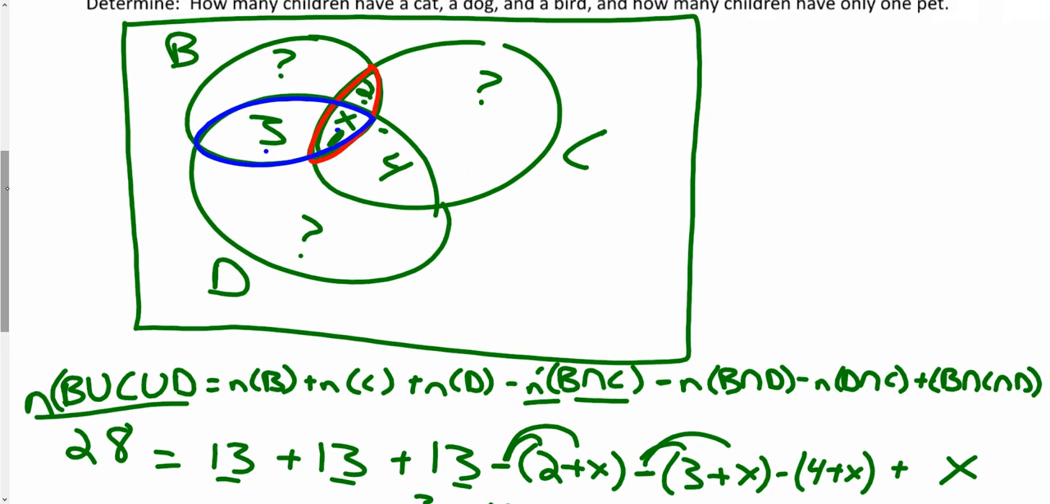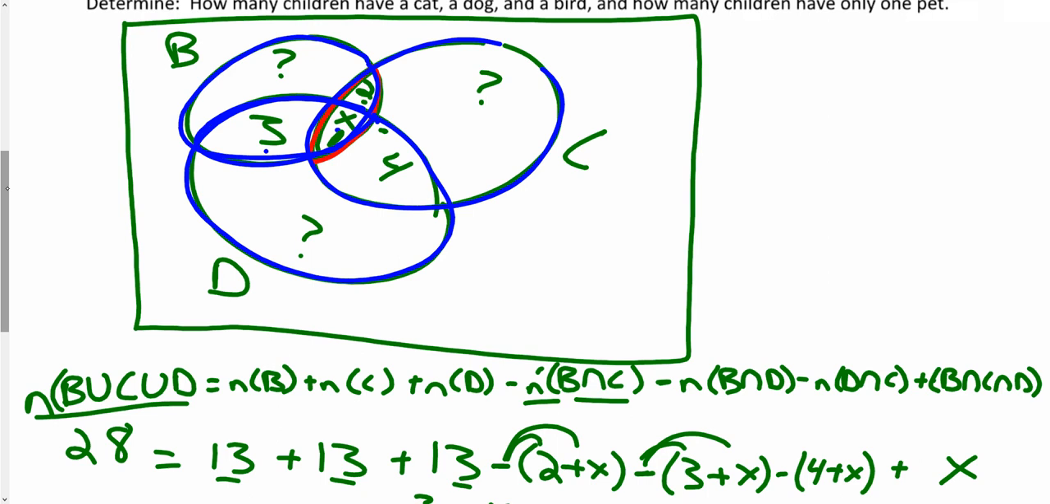Okay, so now I can figure out the rest. So if each one of these rings on its own has to equal 13, so this here has to be 13. This here has to add up to 13. And this here has to add up to 13. I can just work backwards to solve.